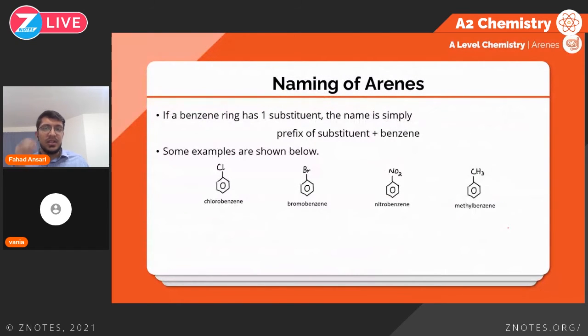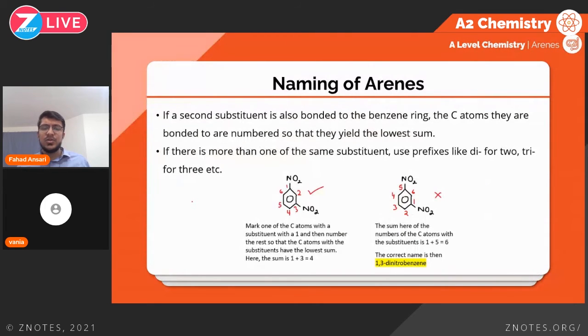All right, so let's look at the naming of arenes. We've already done enough reactions, so let's look at the naming. Now you've already seen these compounds over here as products of the reactions that we studied. We just use the prefix of the substituent followed by benzene, such as chlorobenzene when the benzene ring is bonded to a chlorine atom, bromobenzene, nitrobenzene, methylbenzene, all that kind of stuff we've already done. But the main issue arises when you have two or more substituents.